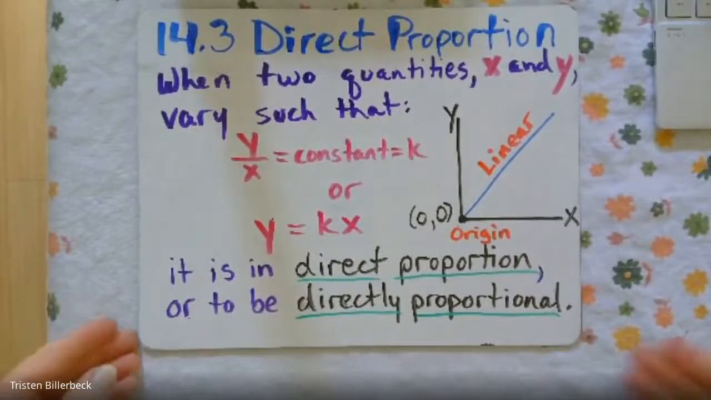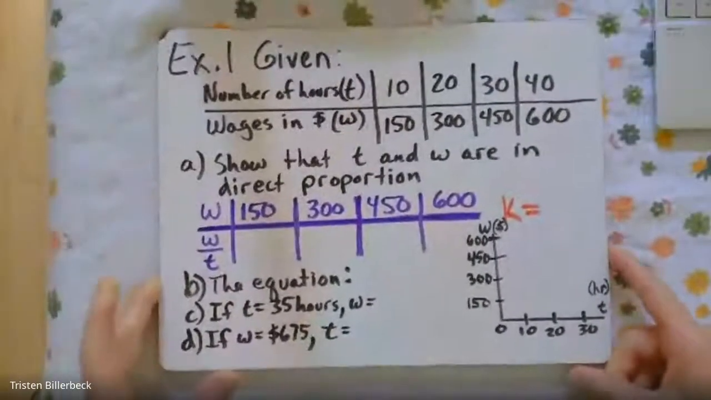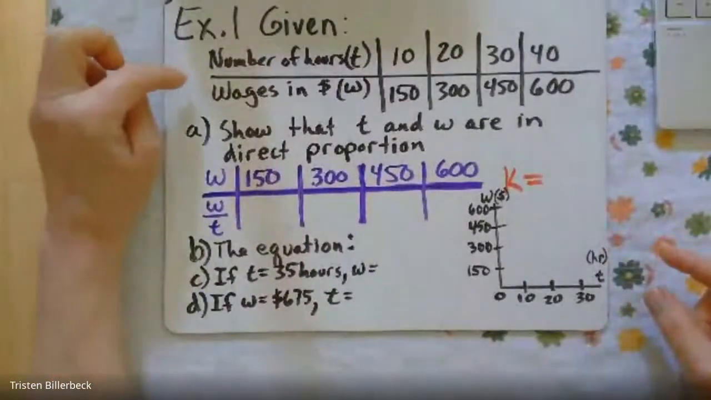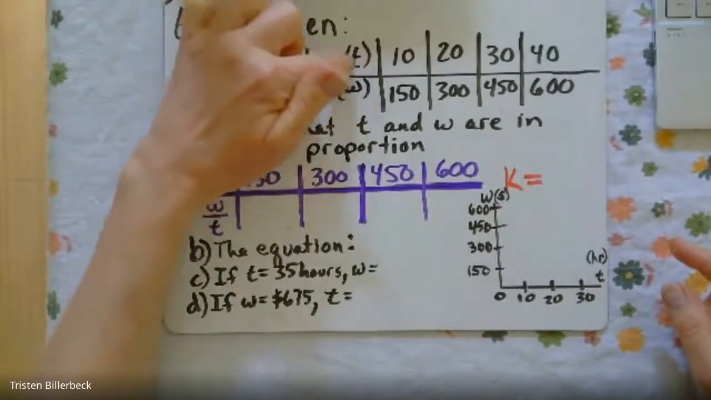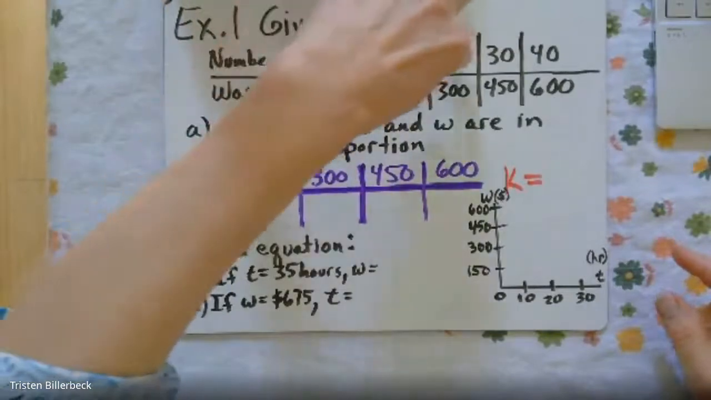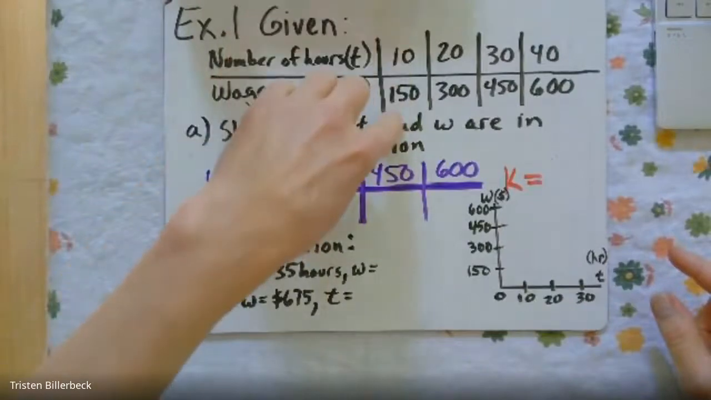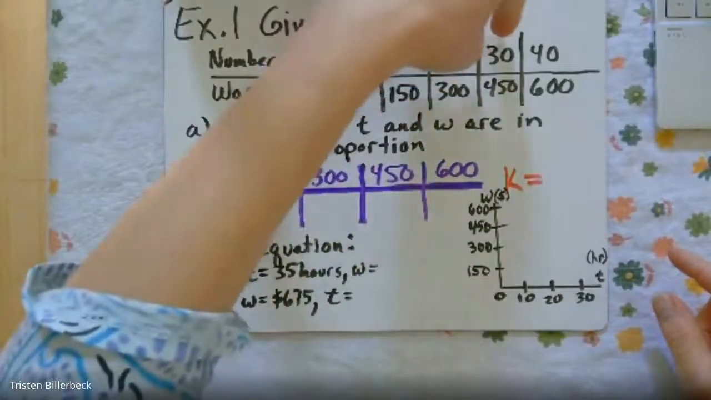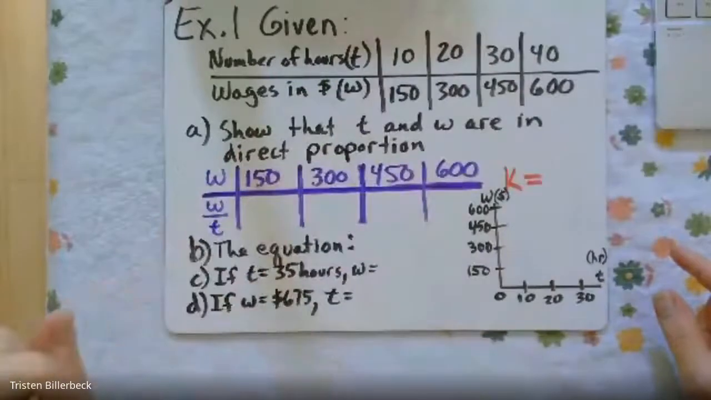So let's look at a number table where hours are designated as T. We have 10 hours, 20 hours, 30 hours, 40 hours, and wages in dollars. For 10 hours, we make $150. 20 hours, we make $300. 30 hours, $450, and 40 hours, $600.